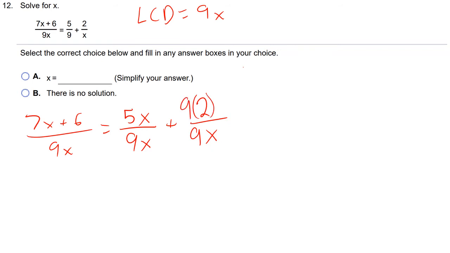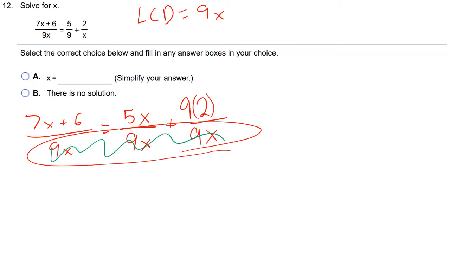Now, here's the good thing. Because this is an equation, and we're not just asked to simplify, we're asked to find out what x is, we can go ahead and say, guess what? Now that everything is divided by 9x, if we multiply everything by 9x, that 9x cancels out. And so our new equation is 7x plus 6 equals 5x plus 9 times 2 is 18. Now we can go ahead and solve this. This is a linear equation.